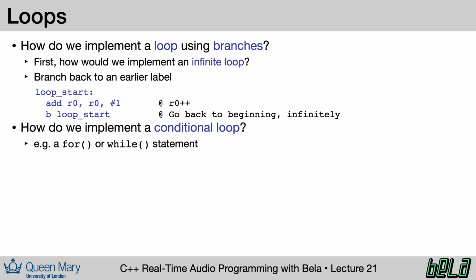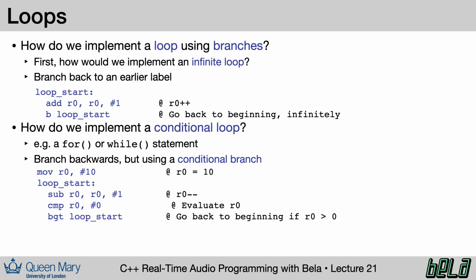What's more interesting than an infinite loop is, of course, a conditional loop, the kinds of things that we encounter in for or while statements in C. What we need to do here is also to branch backwards, but rather than using an unconditional branch, a simple B instruction, we should branch backwards using a conditional branch. For example, branch if equal, branch if greater than, any of those 14 conditions available to us.